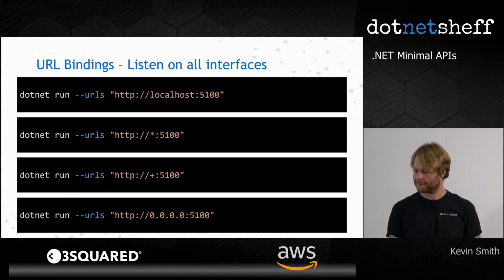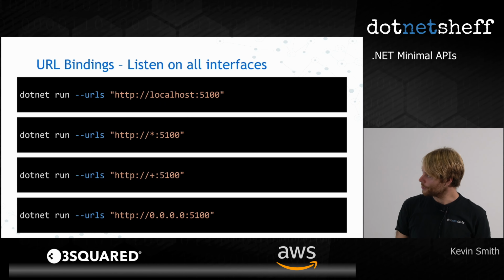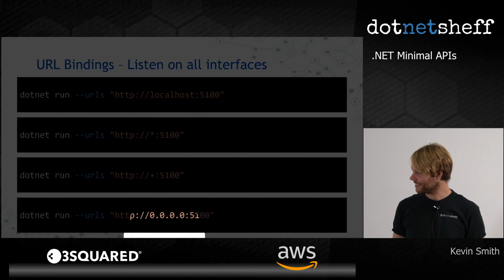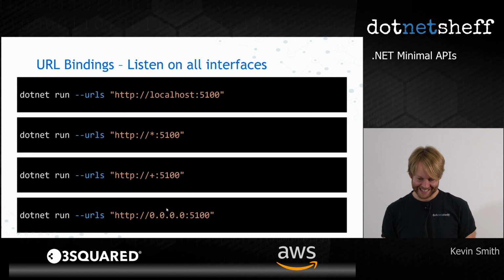And then there's a bunch of them. These are all pretty much the same. So there's localhost, star, plus and 0.0.0.0, and they all mean listen on all interfaces. I have no idea why there are so many ways to do the same thing, because I think this one, to me, is the right one. But it's weird.